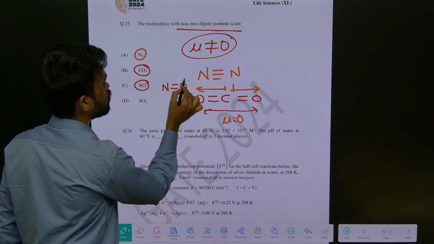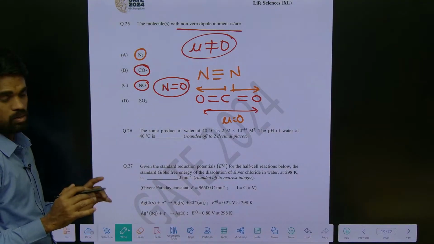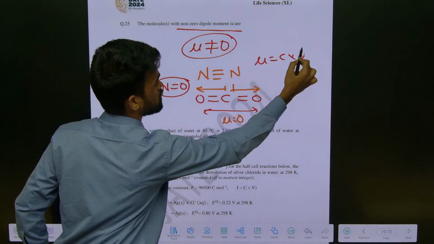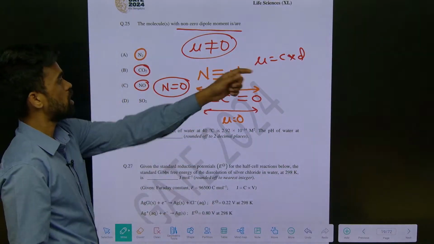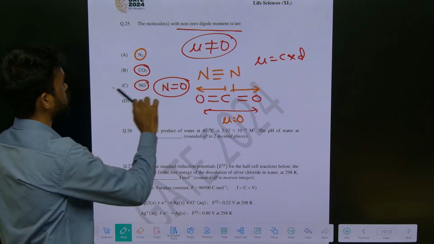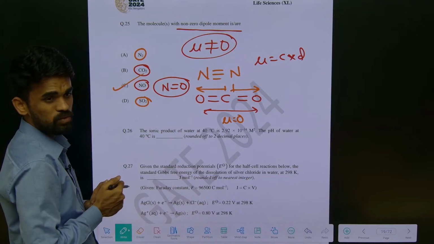See, heterodiatomic molecules, definitely there will be non-zero dipole moment, right? Because of different electronegativities. Mu is equal to what? Charge into distance. So charge is created here due to different electronegativities. So this one. Next, SO2, find its structure. Try to find its structure.